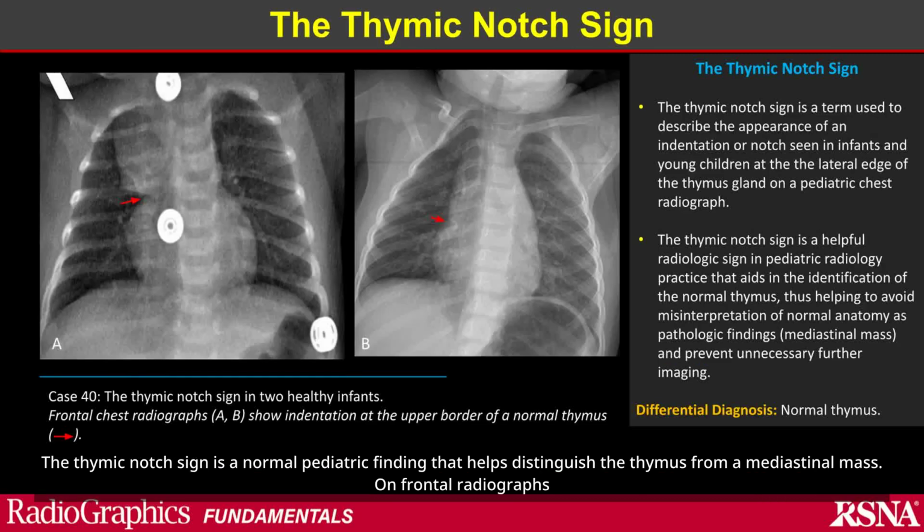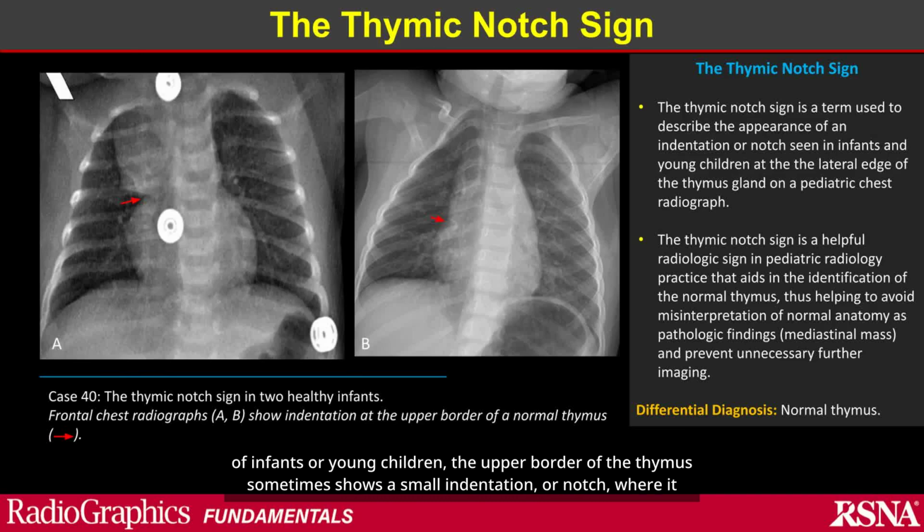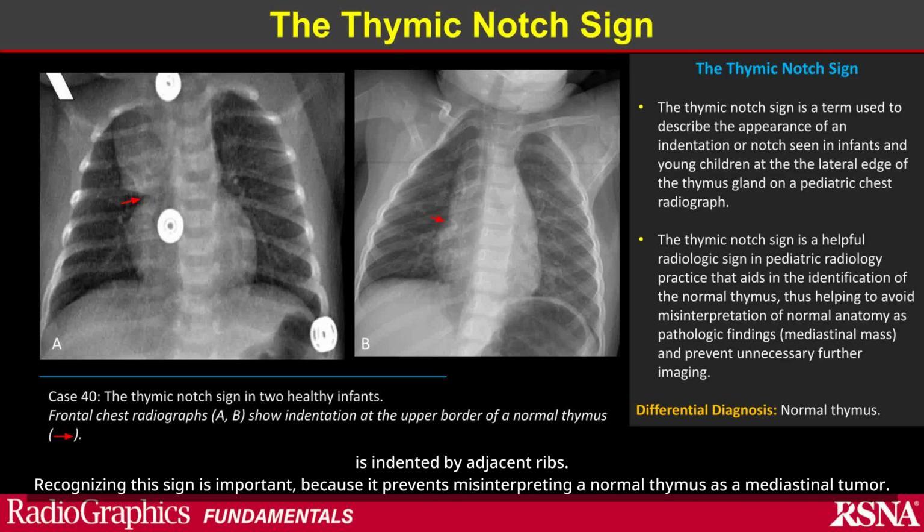The thymic notch sign is a normal pediatric finding that helps distinguish the thymus from a mediastinal mass. On frontal radiographs of infants or young children, the upper border of the thymus sometimes shows a small indentation, or notch, where it is indented by adjacent ribs.